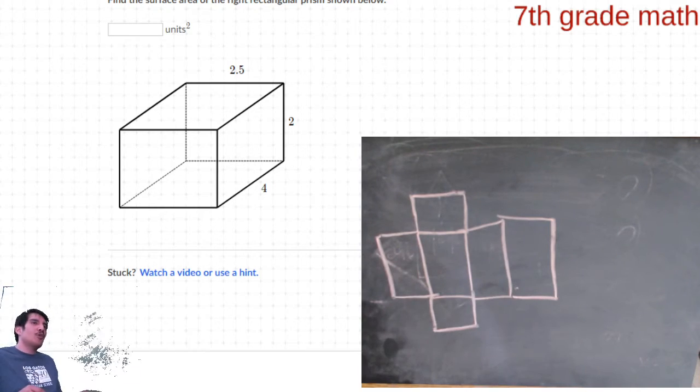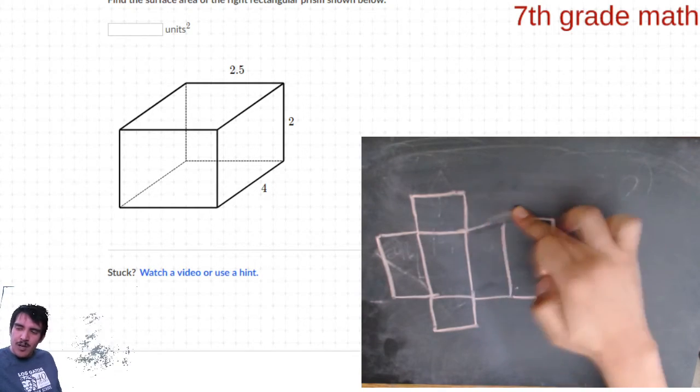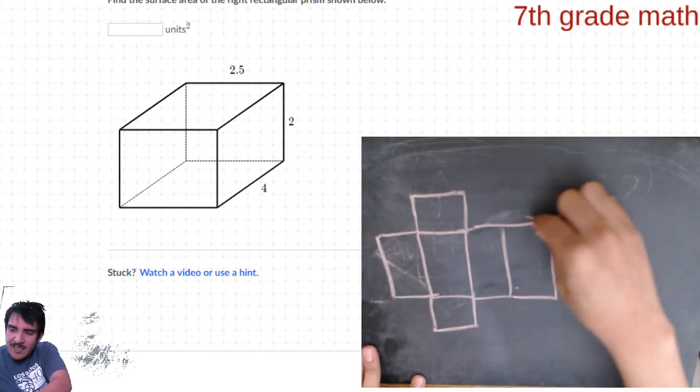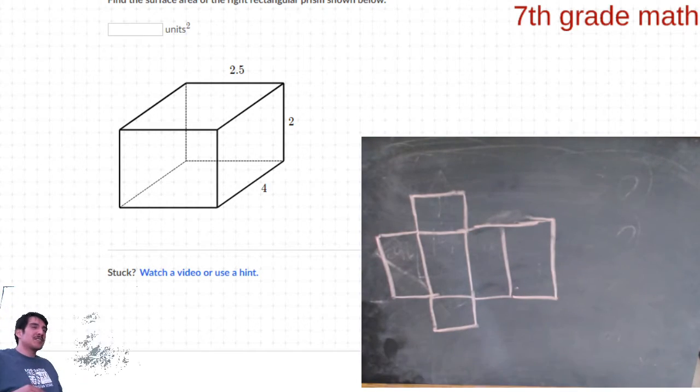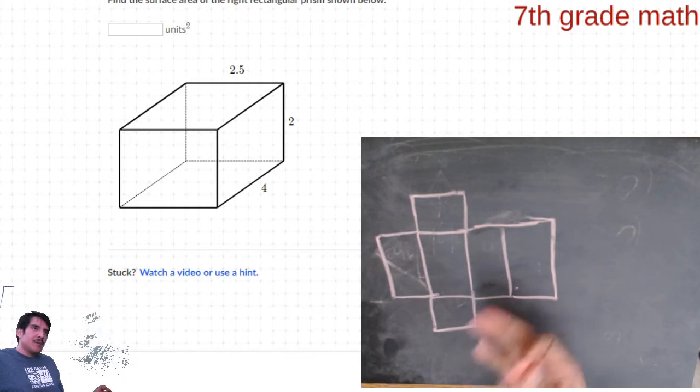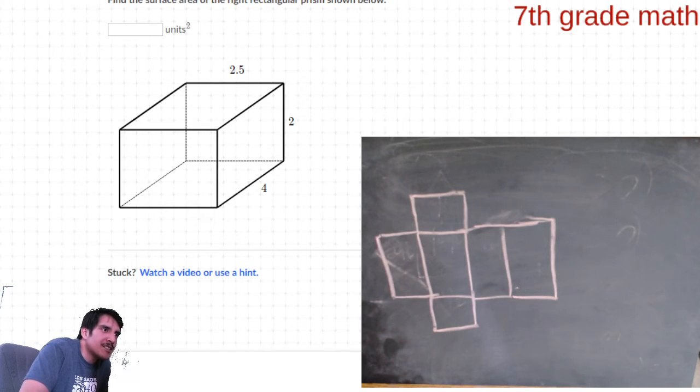So if you unfolded a little Kleenex box, or a rectangular prism, you would get something like this. But again, you could always just use the 3D picture. That's what I always did. So watch this. Let's do both, actually.